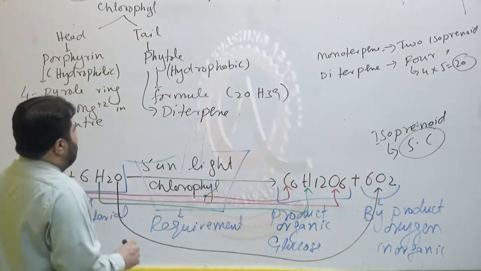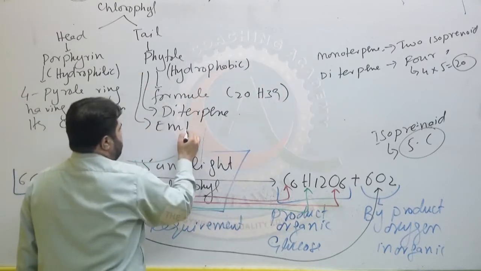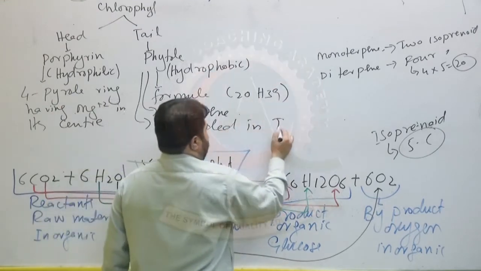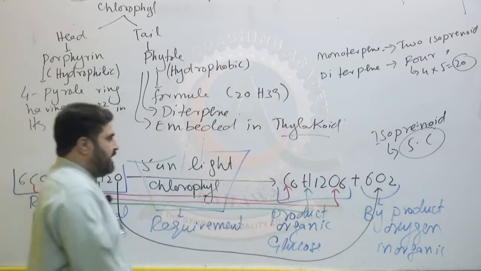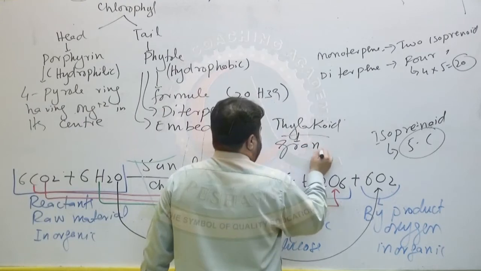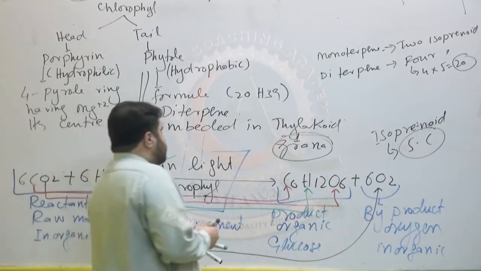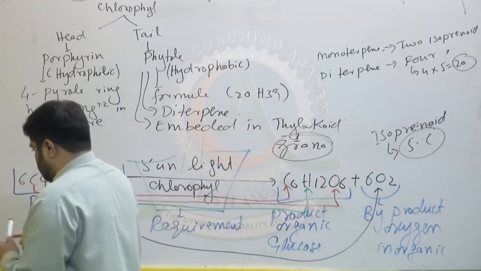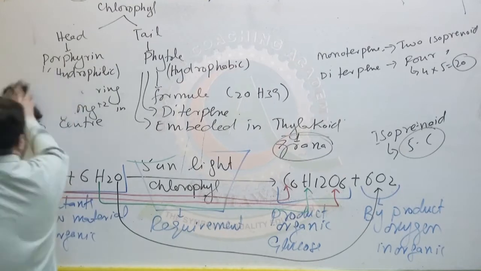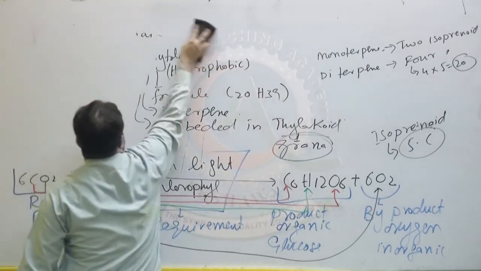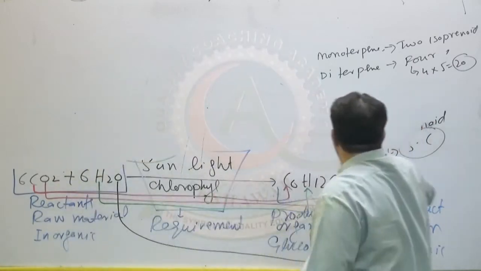Phytol is made up of diterpene, and that phytol is embedded in the thylakoids, which make up the grana, and the grana are then interconnected with the intergrana. Another thing is that in the case of chlorophyll A or chlorophyll B, their functional groups are attached to the second pyrrole on carbon number 3.